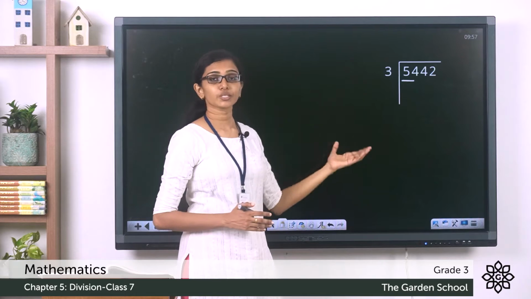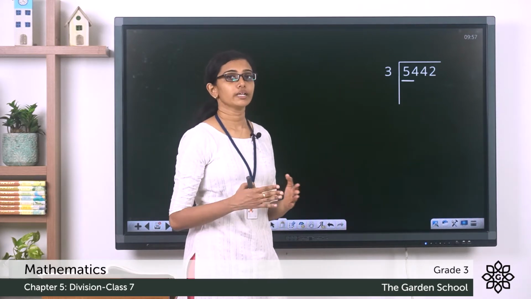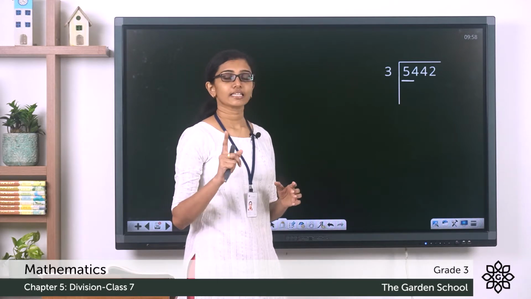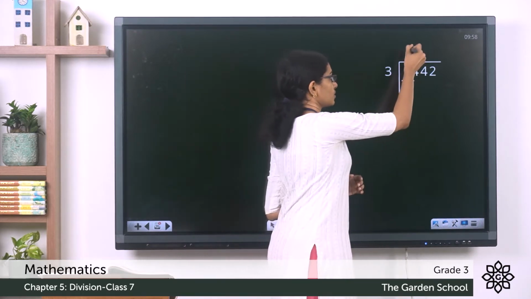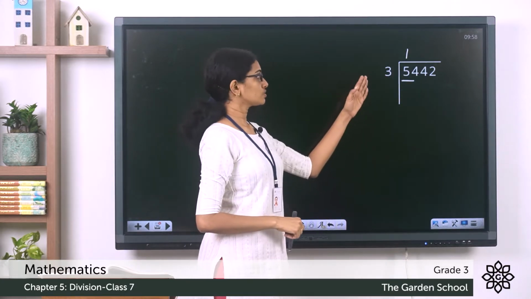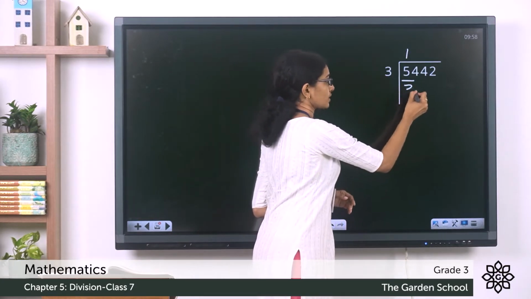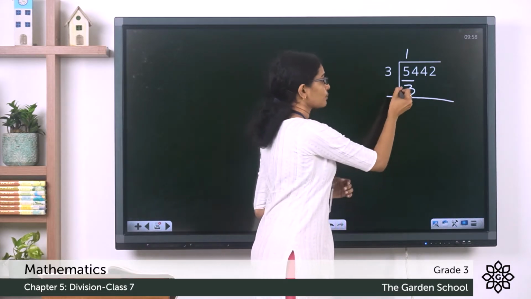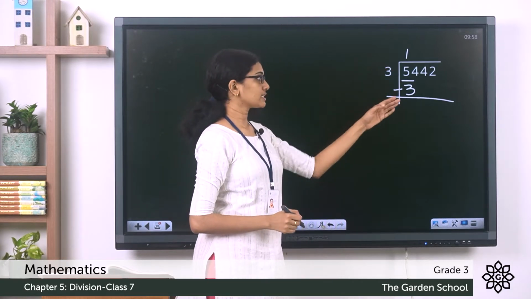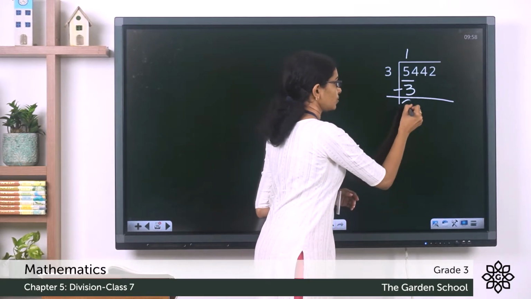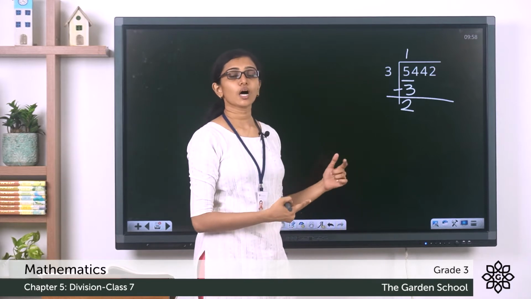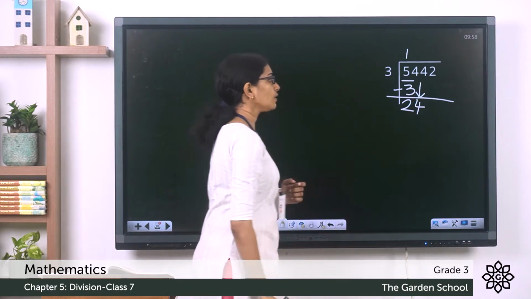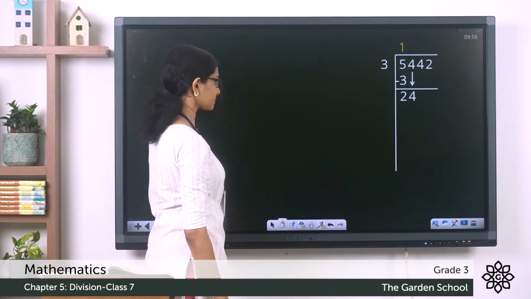So how many 3's will go in 5? 3 1's are 3, but 3 2's are 6. So let's take 3 1's. So let's write it here. So 3 into 1 is equal to 3. So let's write it right below the digit 5. Now the next step is to subtract 5 and 3. So 5 minus 3 is equal to 2, and then bring down the next digit, which is the digit 4. So now we have the number 24 here.